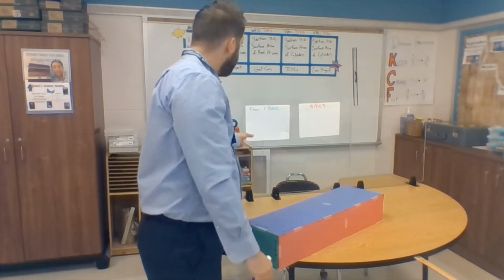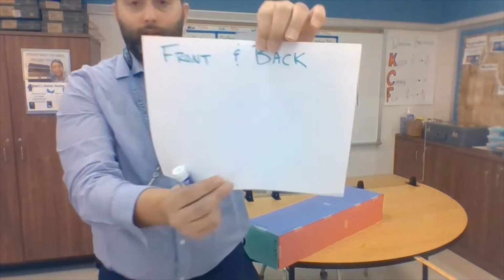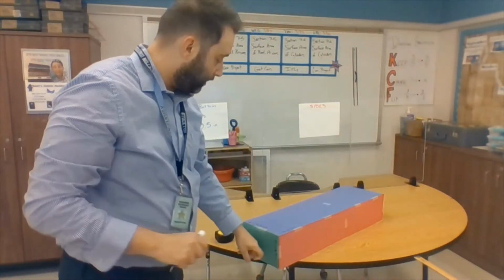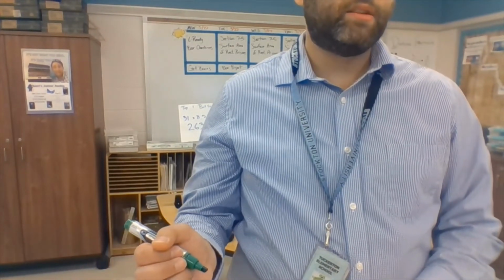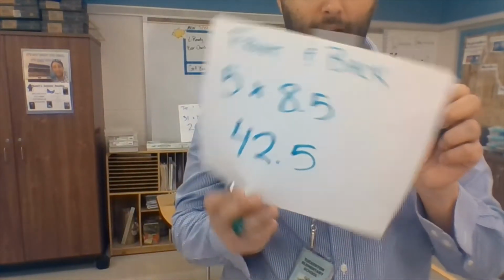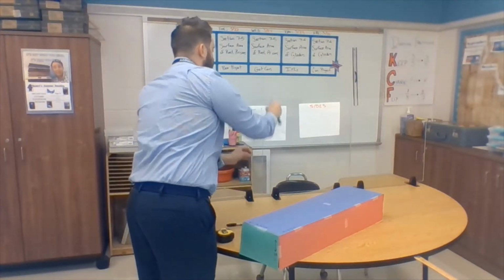Let's move on. What's next? Front and the back. The green, the front and the back. So that is right here. That is 5 by 8.5. So let me switch my markers here. We have 5 times 8.5. Let's see, 5 times 8 would be 40. Half of that. Let's see. 8.5 times 5 gives me a grand total of 42.5. This is just for that front piece right here.